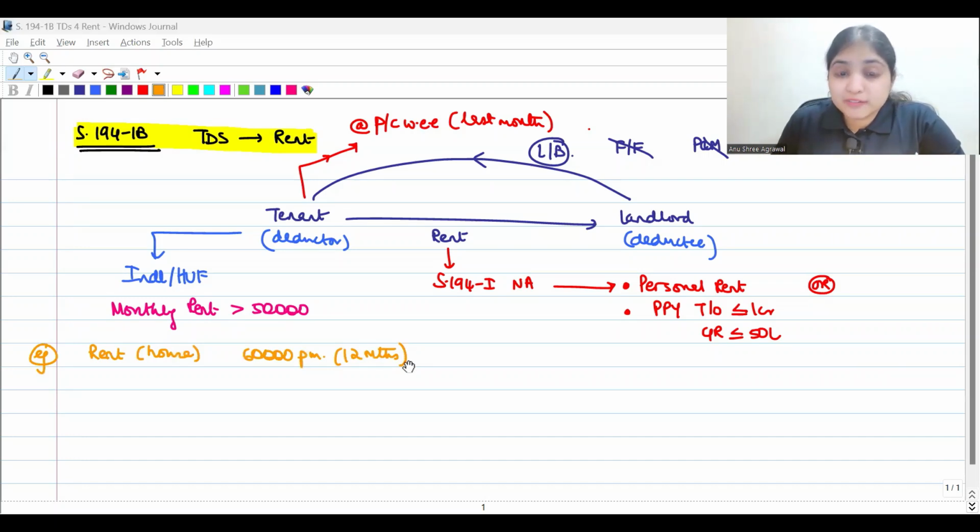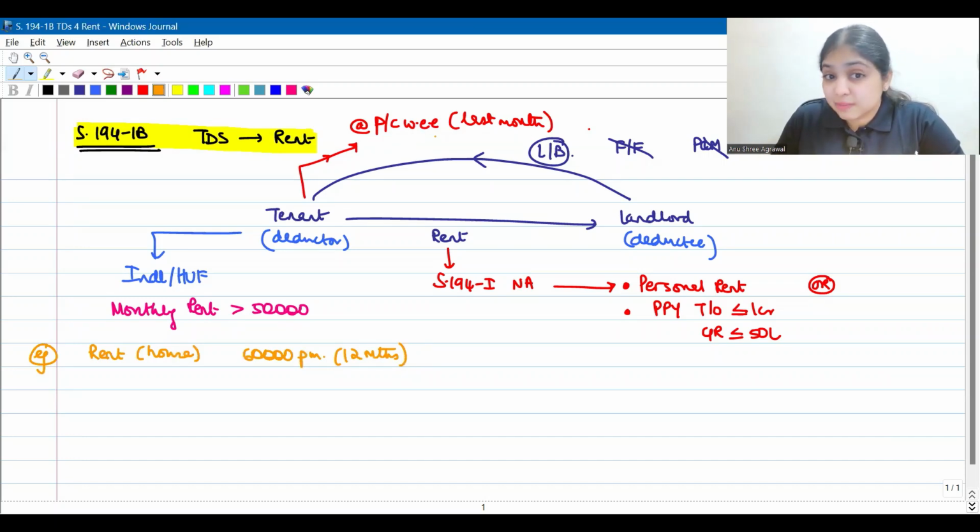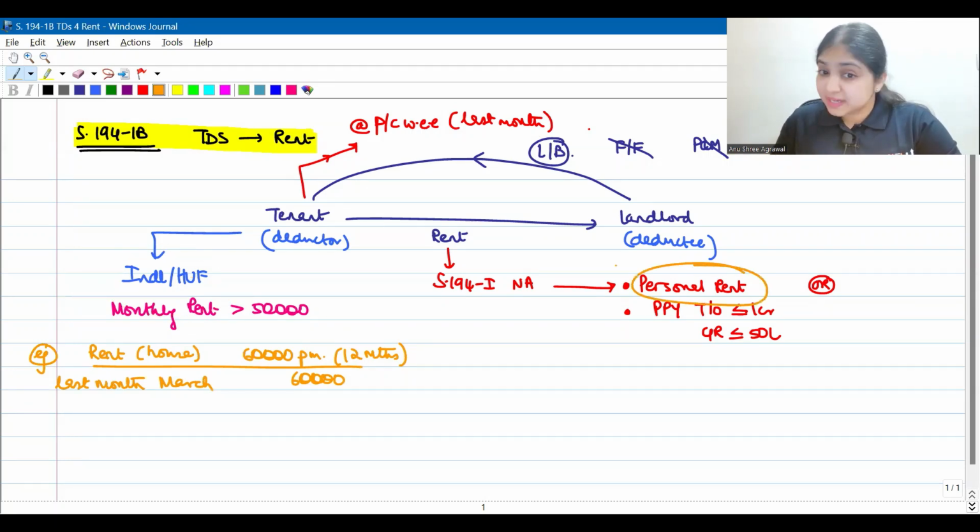Okay. Now what did we learn? That tax will be deducted at the time of payment or credit, whichever is earlier, with respect to the last month. So in this example of mine, what will the last month be? The last month is going to be the month of March, right? So in the month of March, how much rent are we supposed to give to the landlord? We're supposed to give 60,000 rent to the landlord. Now, if you're noticing, this 60,000 is more than 50,000. The tenant is individual or HUF, let's say. It is personal rent. All my conditions are getting fulfilled. So therefore, yes, I can apply 194IB.